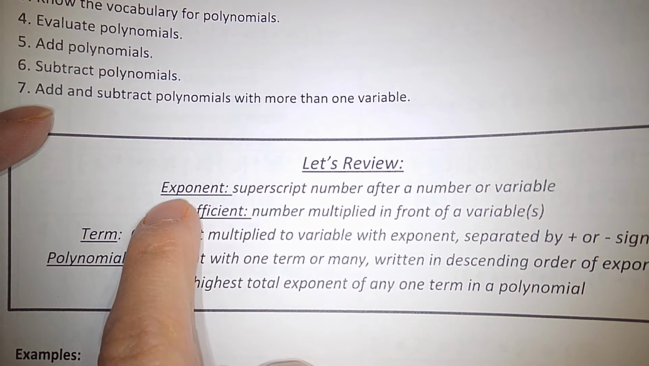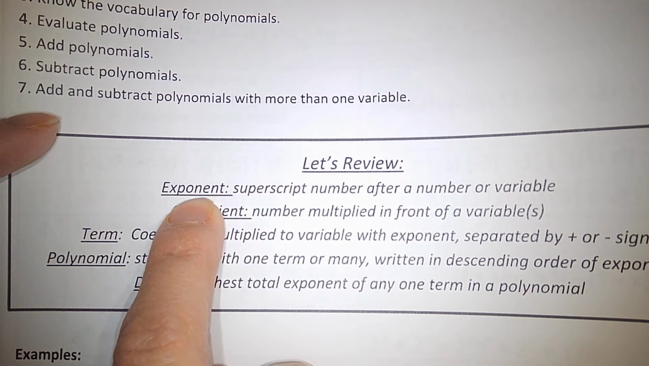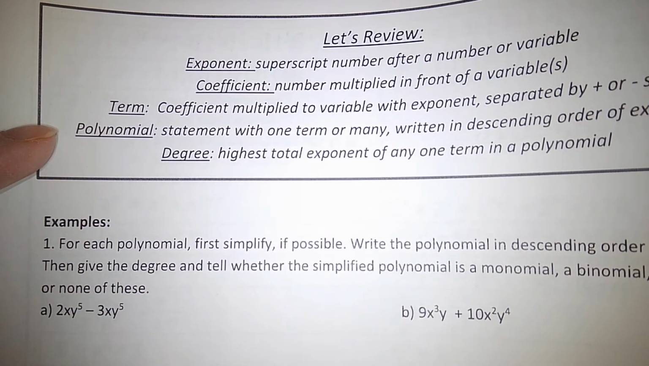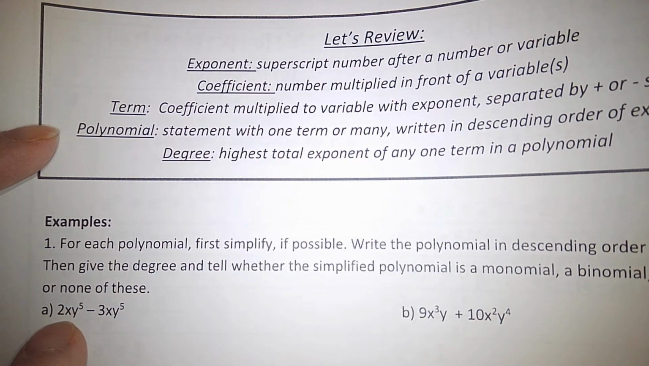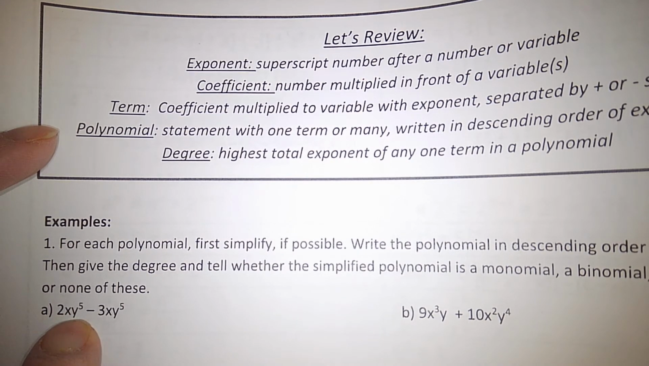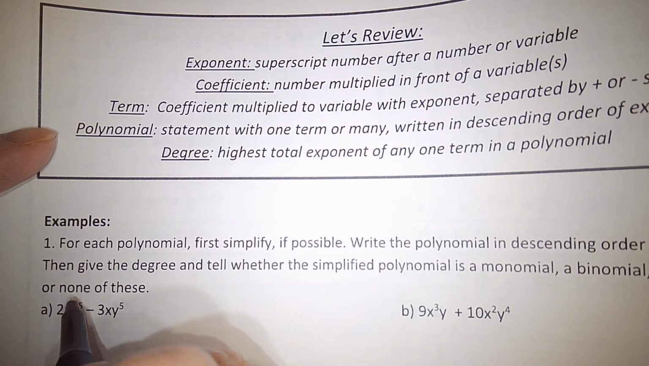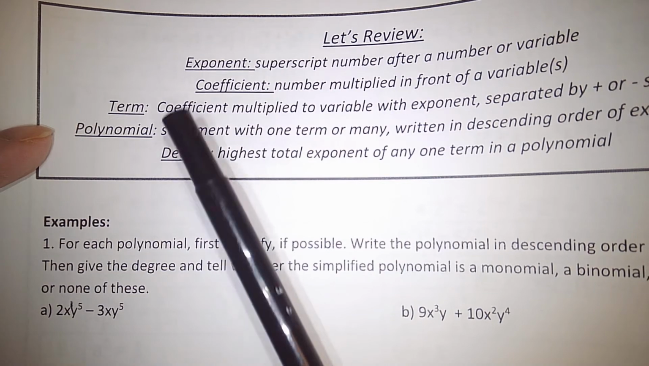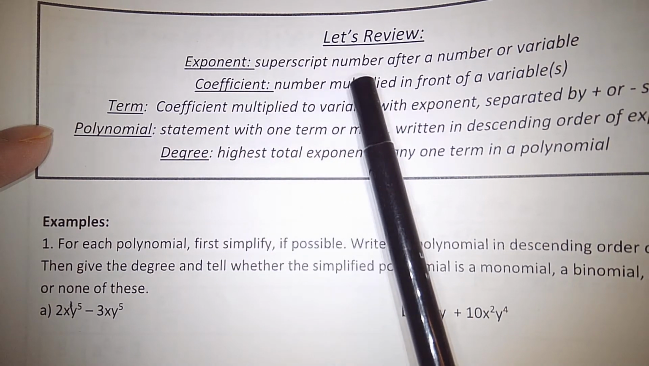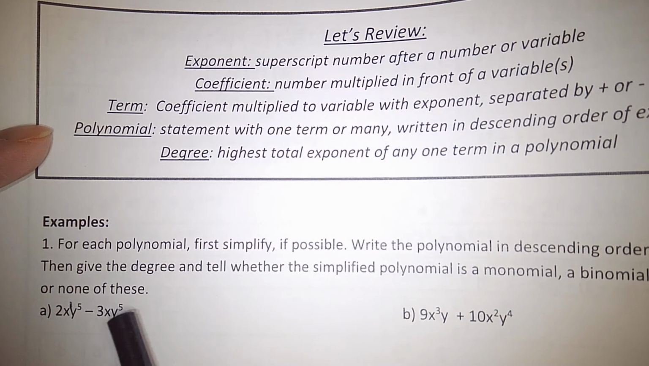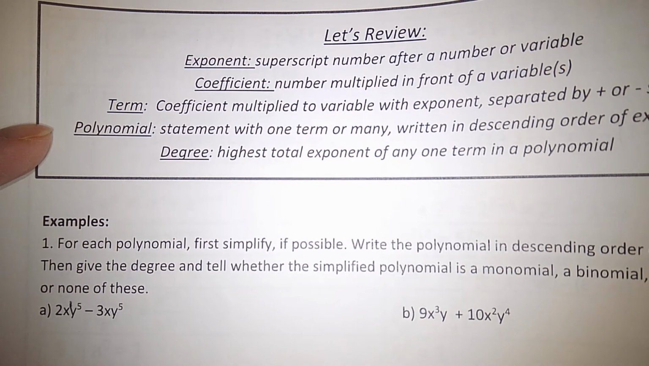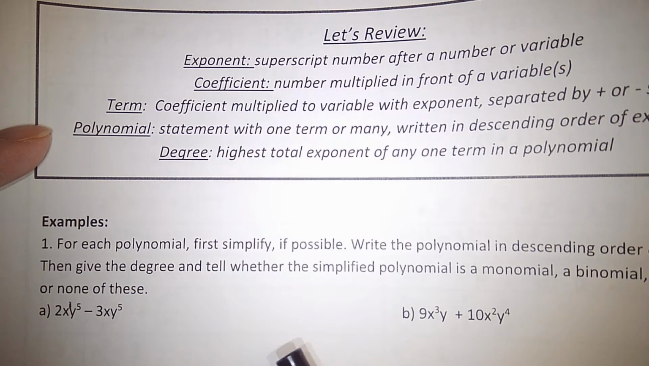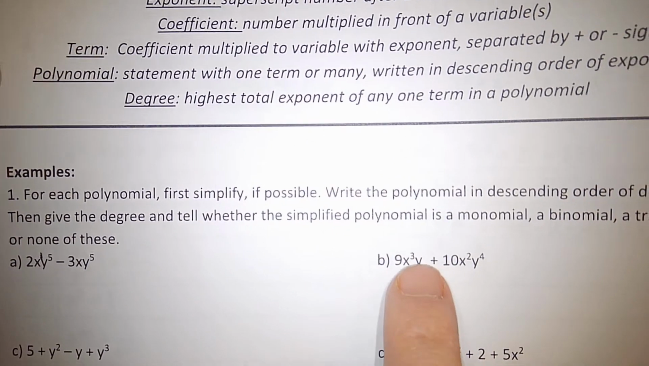Okay, how do you understand an exponent? See, for example, 2 times x times y to the 5th power. The 5, okay, we say it is the exponent of variable y, right? And then how about this x? 1 is the exponent of variable x. So an exponent is a superscript number after a number or a variable, okay? It's usually on the right shoulder of the variable, okay?